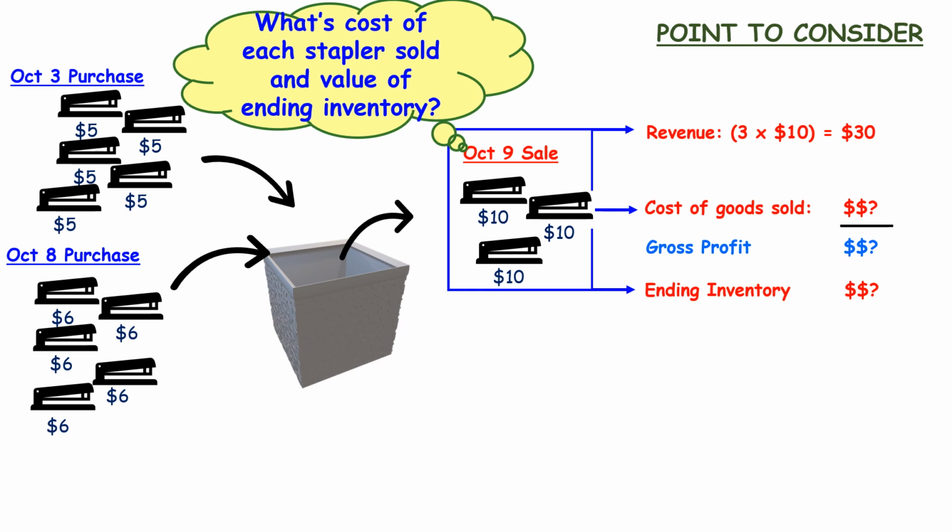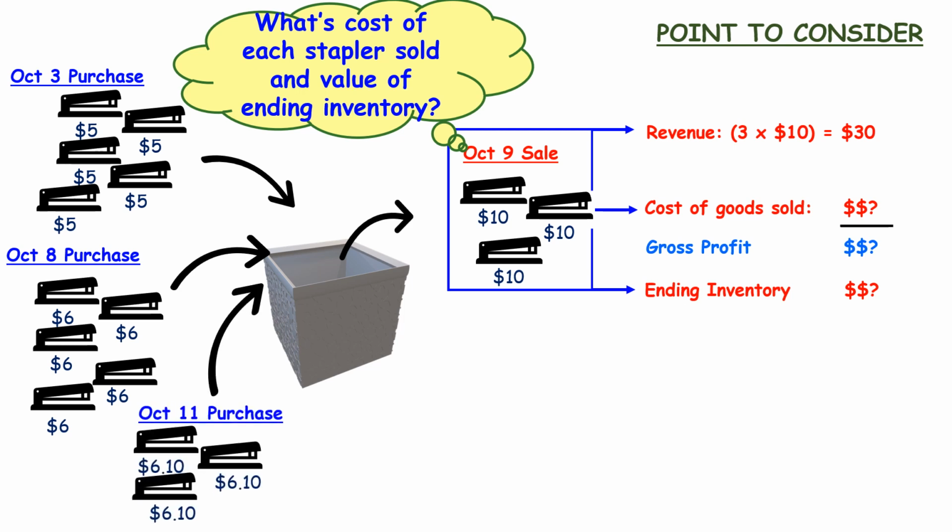If the staplers were all at $5, then if I picked up those 3, I already knew that the cost of sale is 15. That is 3 at $5. But since the costs are different, that makes it difficult to answer the question what is cost of goods sold and what is the value of the remaining staplers in the box, the ending inventory.